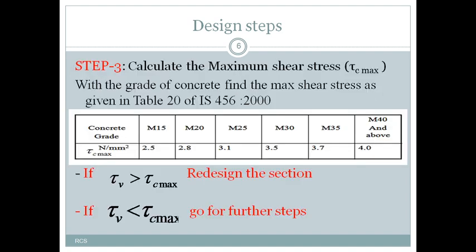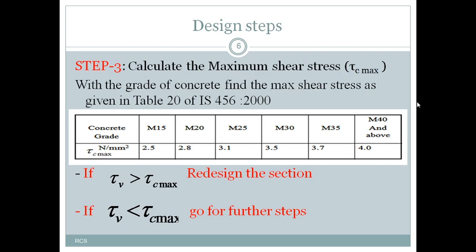Then the third step is to calculate the maximum shear stress, that is tau C max. Why should we calculate the maximum shear stress and how will it be calculated? The only reason for calculating this is that we have to compare our nominal shear stress with the maximum shear stress. Based on this step, we either design the shear reinforcement or redesign the section again. That we can obtain from this step.